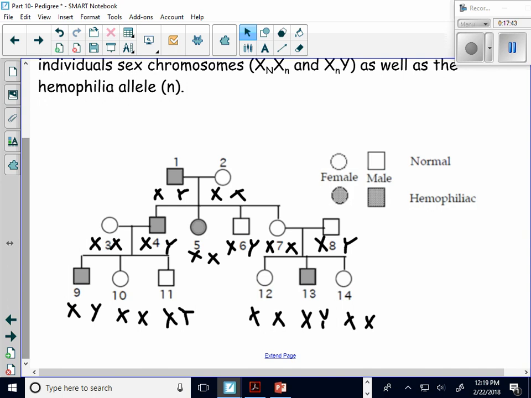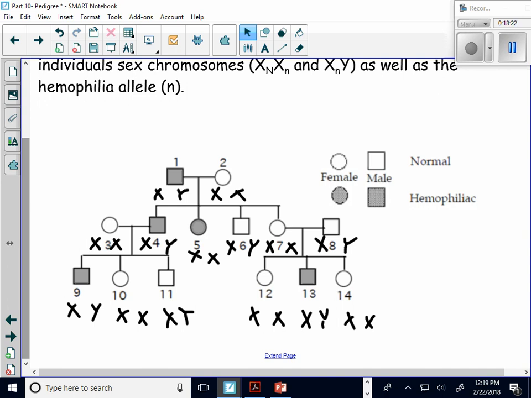How'd I do? Am I okay thus far, Jamie? All right. I've got all my X's and Y's in there. Now, what do I have to put with these? If it's a big N or a little n, right? The big N signals that that is normal. The little n means hemophilia. Now, just because you have a little n doesn't mean you have hemophilia. What if you're a guy? Then you have it, right?